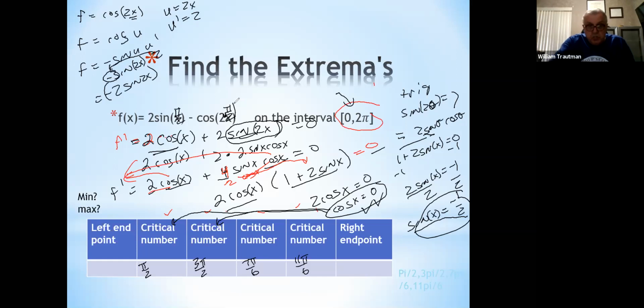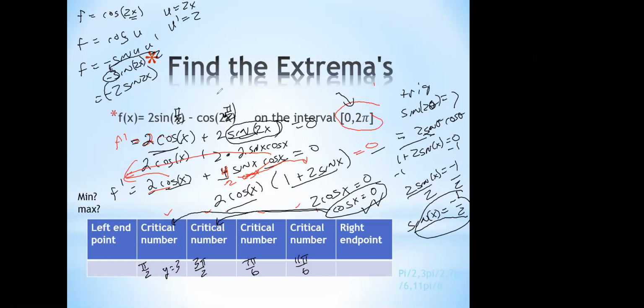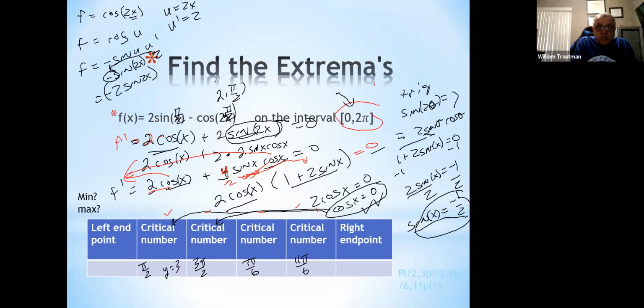And when you type it into your calculator, do you get a y value equal to 3? Because I did. Everybody okay with that? Yes. Okay, so right here, you have to type in 2 sine, parentheses, pi over 2, minus cosine, parentheses, 2 times pi over 2, and you get 3.